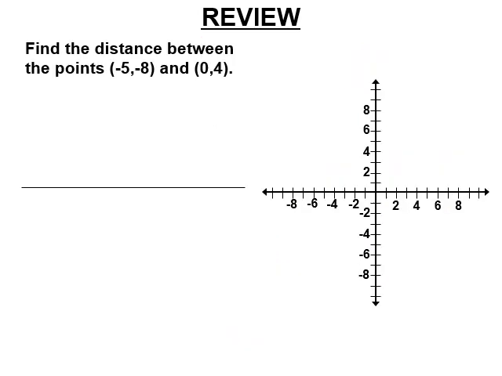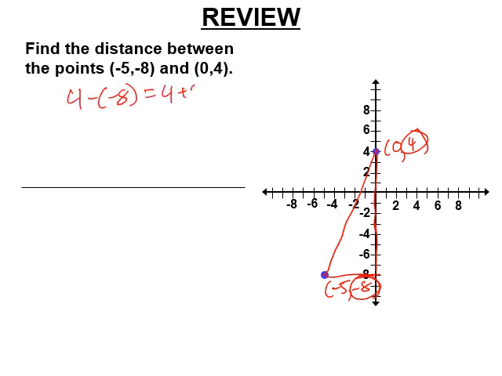All right, so yesterday's lesson, we're finding the distance between these 2 points. We have this point 0, 4. We have this point -5, -8. Now, you could draw the right triangle and do all that work, but there's a much easier way. To find the up and down distance, you subtract your y coordinates. So you just do 4 minus -8, which is 4 plus 8, which is 12.